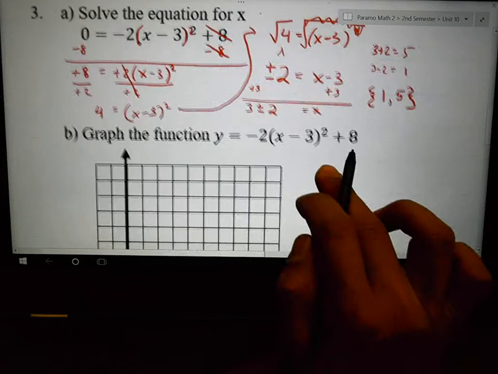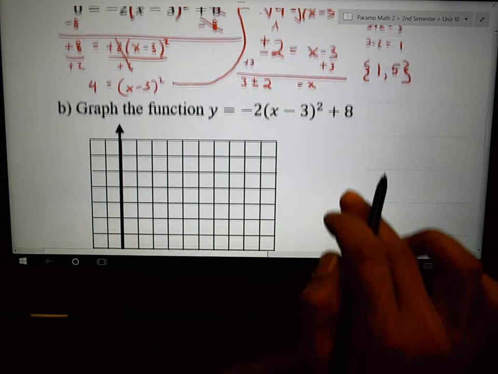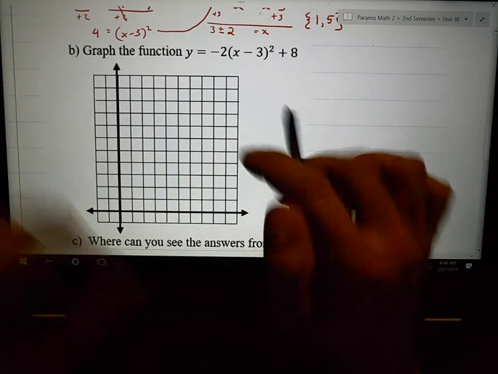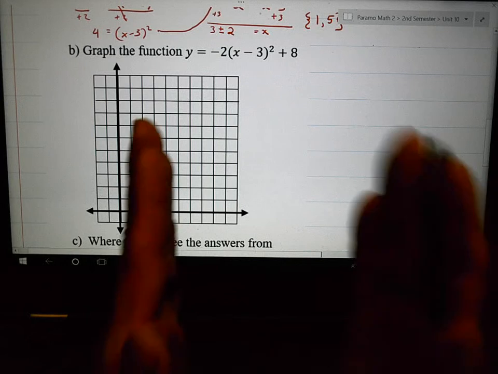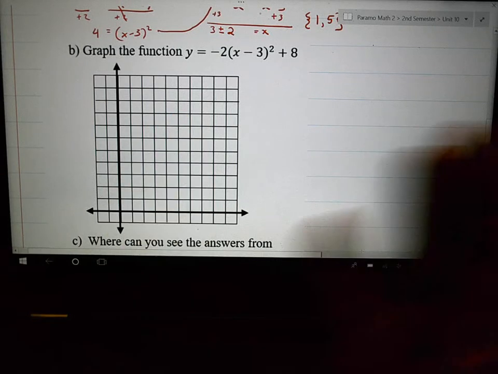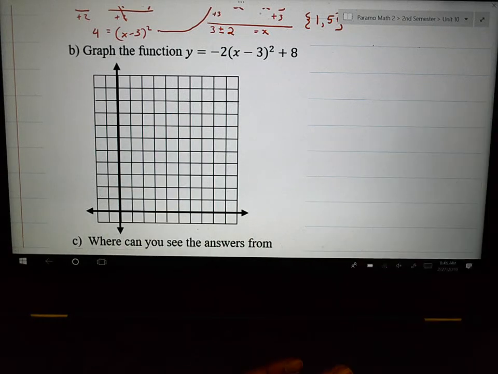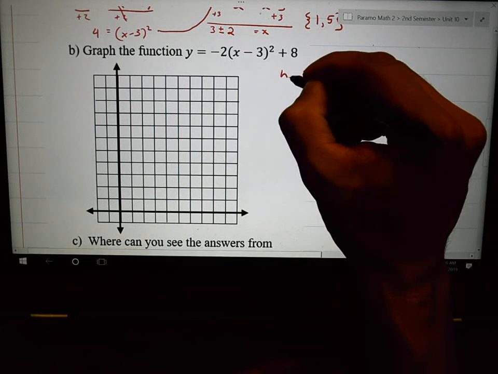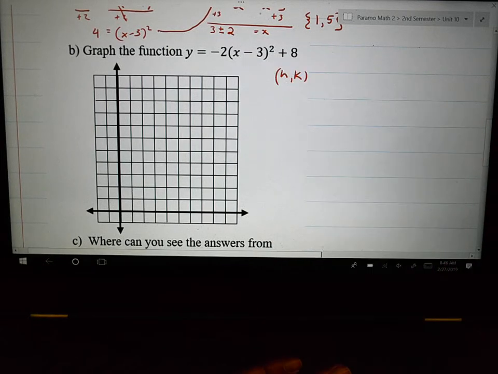Part B. It says graph this function. So now what you have to do is remember what we learned in section 2, vertex form, because this is vertex form. You should know where the h and the k are in this.